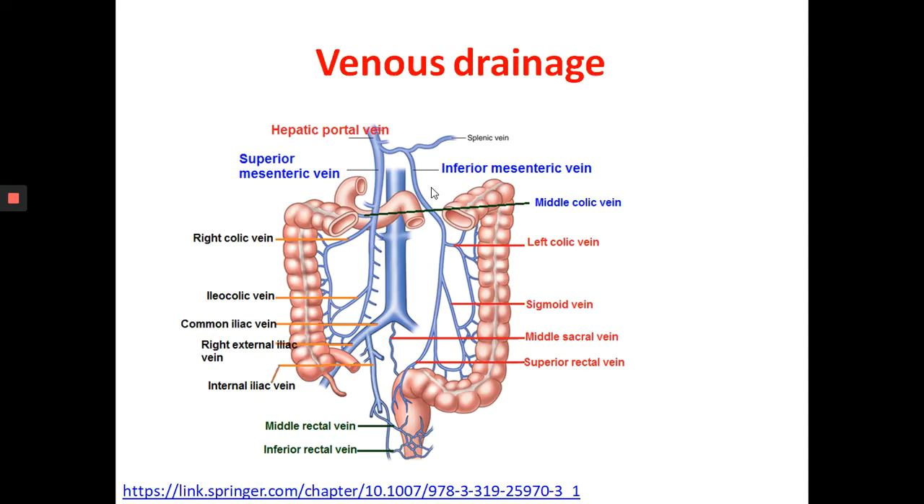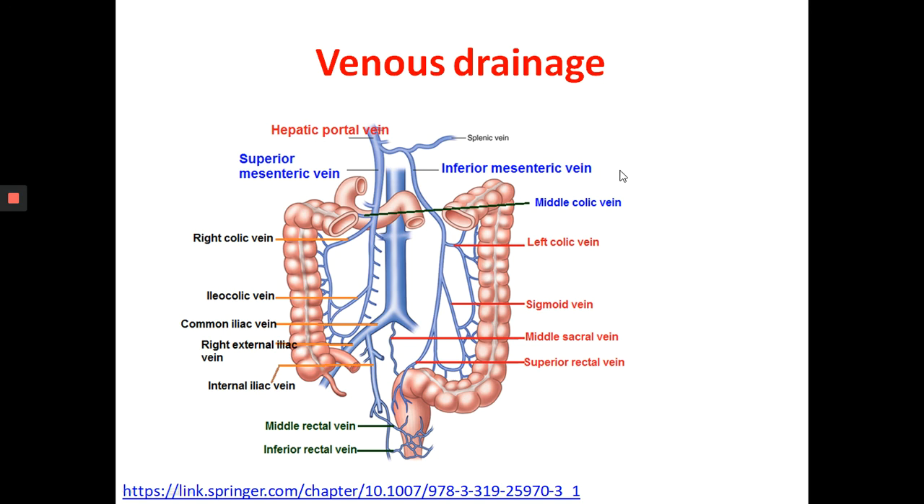Then lymphatic drainage. The lymphatic drainage of the ascending and transverse colon is into the superior mesenteric nodes. The descending colon and sigmoid drain into the inferior mesenteric nodes. So similar to the arterial and venous drainage, here it is the superior mesenteric nodes as well as the inferior mesenteric nodes. The lymph from the descending colon and sigmoid colon drains into the inferior mesenteric nodes.